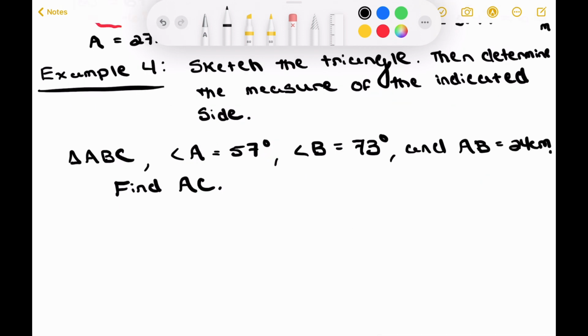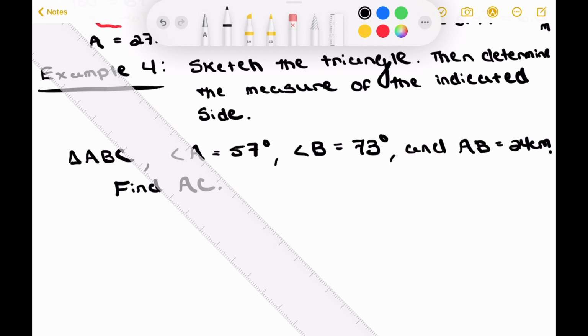Now finally, let's take an example 4 here, where it says sketch the triangle, then determine the measure of the indicated side. So this is going to be very much like example 1, except we have to actually draw the triangle and label all these angles. So this setup is just going to take a moment, because we're going to have to draw this triangle from scratch.